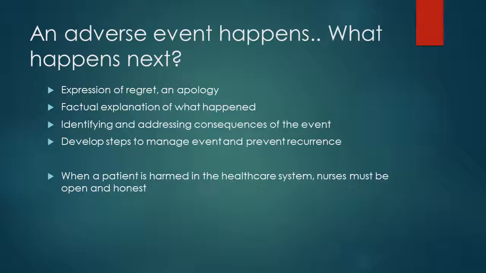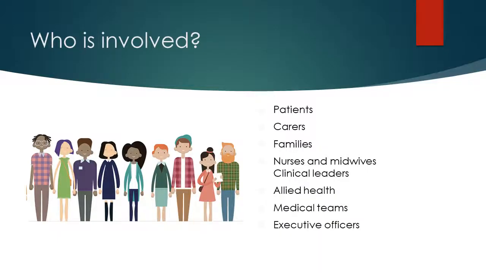As a new graduate nurse, it is a requirement for you to follow your scope of practice, code of conduct, professional standards, and core values. When a patient is harmed in the healthcare system, nurses must be open and honest. So, when the need for open disclosure is identified, who is involved? Patients, carers and family, registered nurses and midwives, clinical nurse managers, medical teams, allied health and executive officers may all be involved in this process.